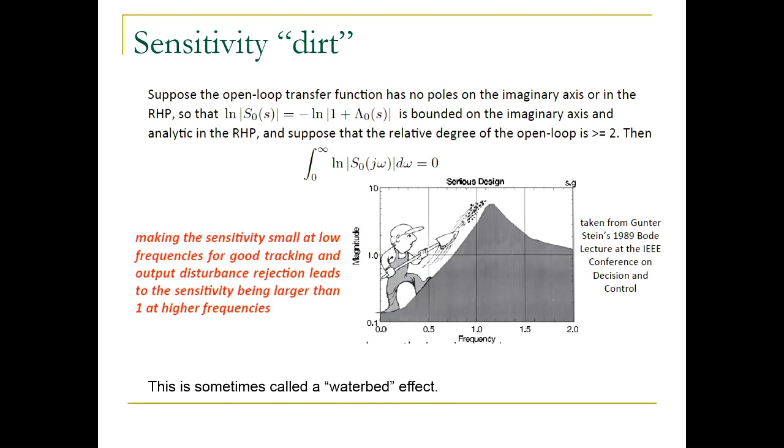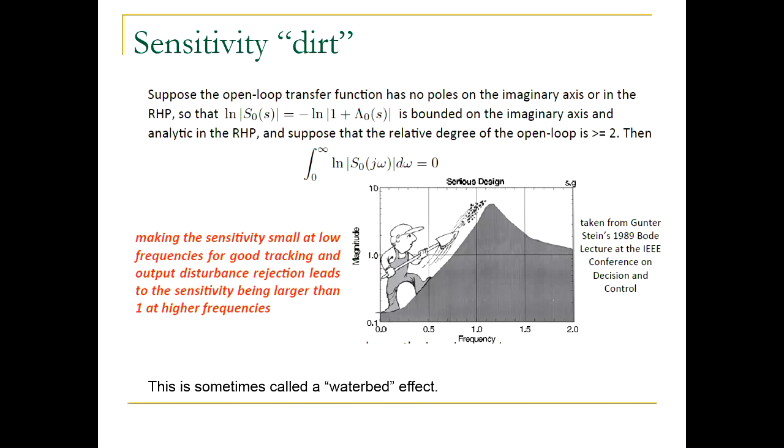This is taken from a so-called Bode lecture by Gunter Stein in 1989. Bode lecture is a big deal. This is the most important plenary lecture in the Conference on Decision and Control. This is probably the most important conference on control theory, right? There will be maybe a couple of plenary lectures, but the Bode lecture is a very important one. There's a competition, and people who are really the big names in control present such a Bode lecture. So this is taken from such a lecture by Gunter Stein.